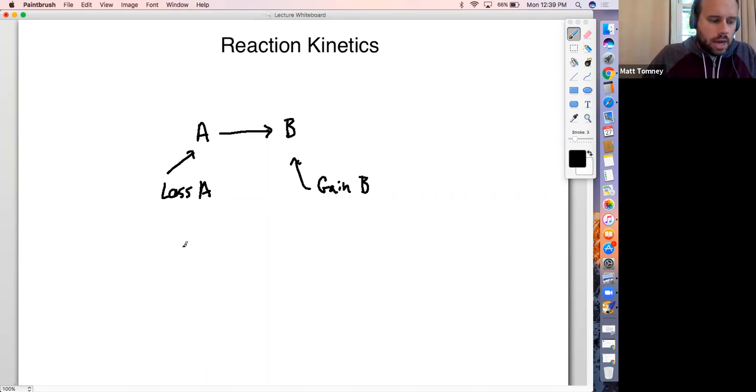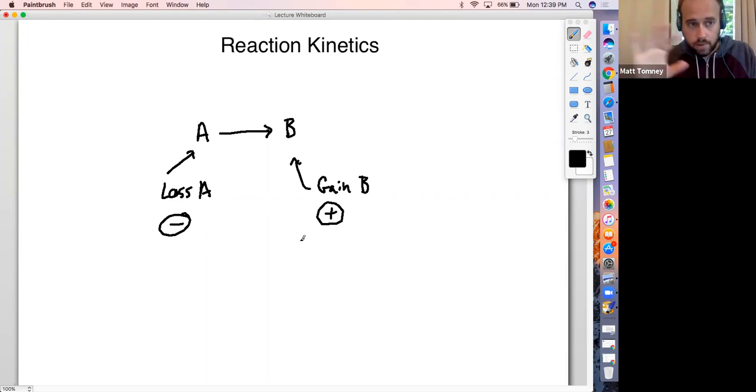If we have a loss of A, we need to realize that loss is a negative term, whereas gain is a positive term. So the mathematical signs that we're going to put in front of a lot of these different variables as we move through today, you need to keep in mind. When negatives keep popping up, we're usually talking about reactants, because reactants are lost in the course of a reaction, and products are gained in the course of a reaction.